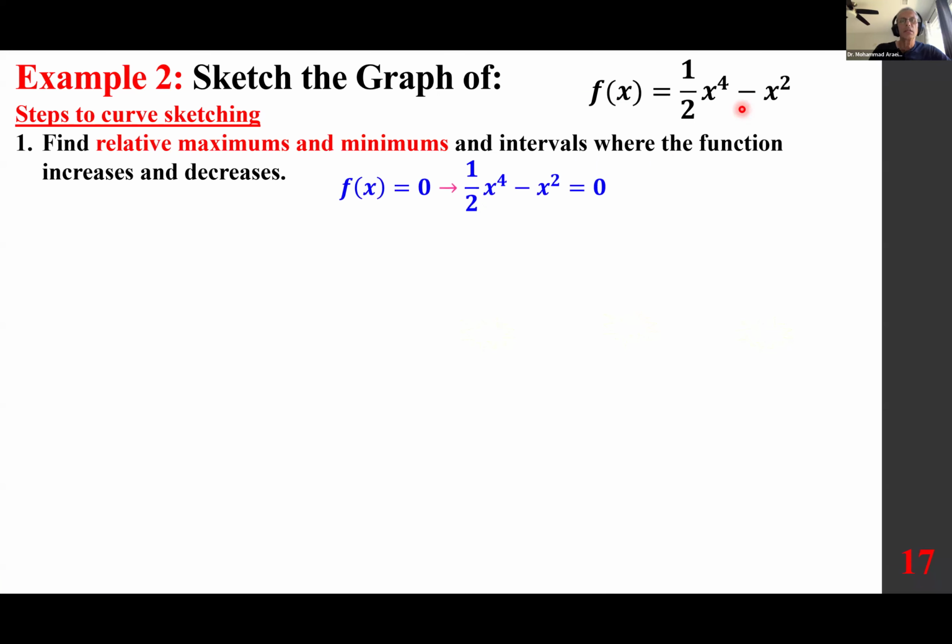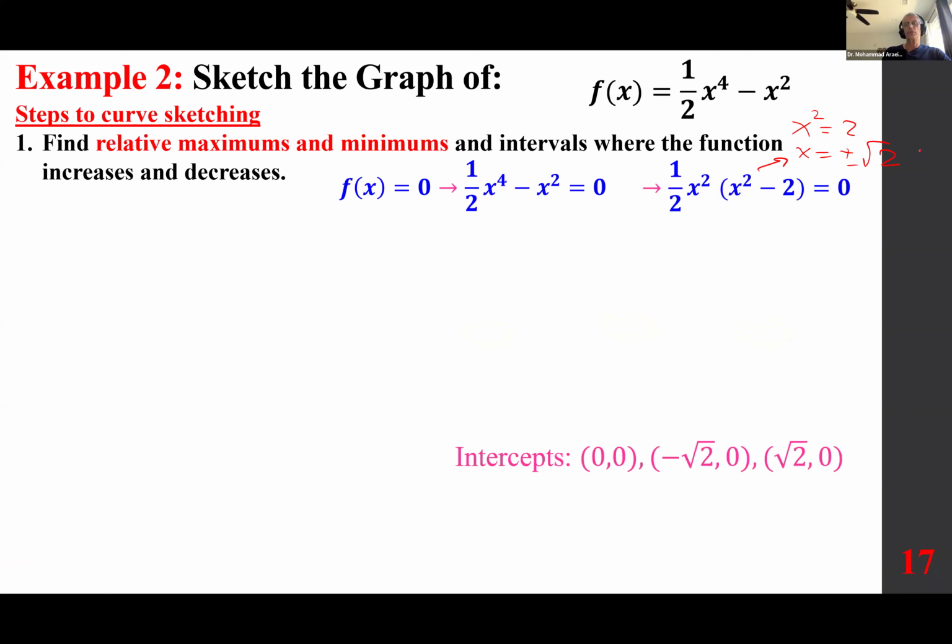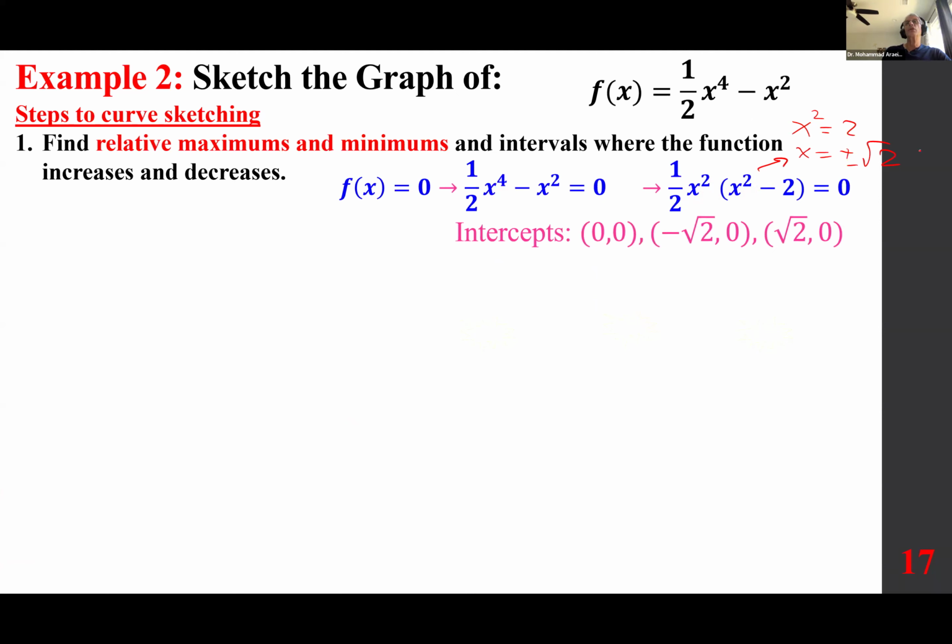If you set it equal to 0, you can factor out x squared or half of x squared. If you do so, you get half of x squared times x squared minus 2 equal to 0. This gives you x equals 0, and this gives you x squared equals 2, so x is plus or minus square root of 2. And we have the following intercepts: 0, 0 happens to be both the x and y intercept.